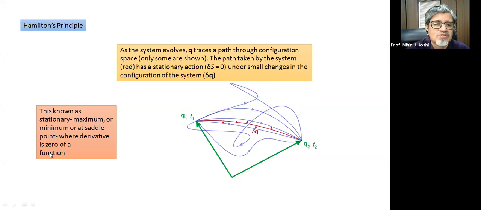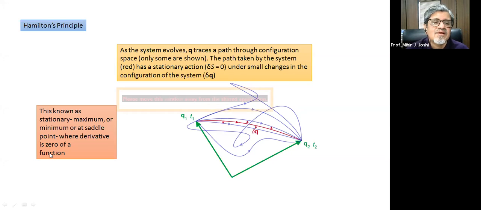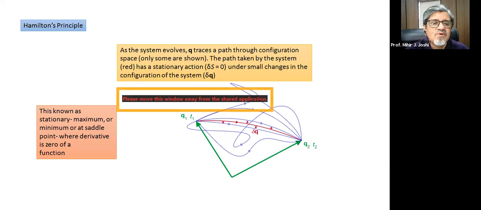Now, in the box, the meaning is given. This is known as stationary. Stationary means a maximum, a minimum, or a saddle point, where the derivative of a function is 0. When the derivative of a function is 0, it indicates three things: one, it is a minimum; another, a maximum or a stationary saddle point. And at that time, the function is not changing.